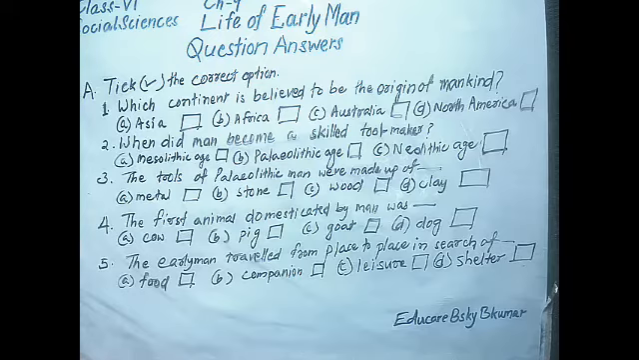Okay, let's start. Question number A. Take the correct option. The first one is, which continent is believed to be the origin of mankind? There are 4 options you have, and you have to choose the correct one. We'll not only do the answers, but also discuss all these things and clarify the doubts, and why the option is the correct one.